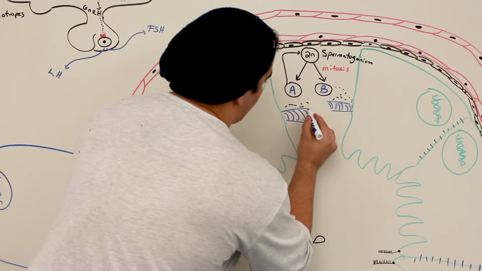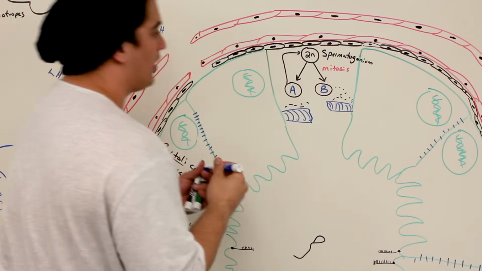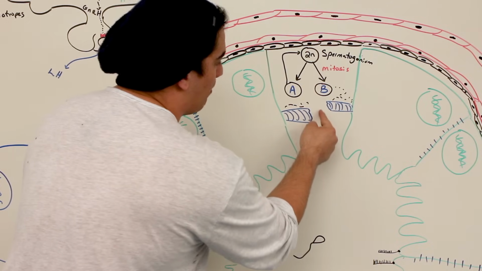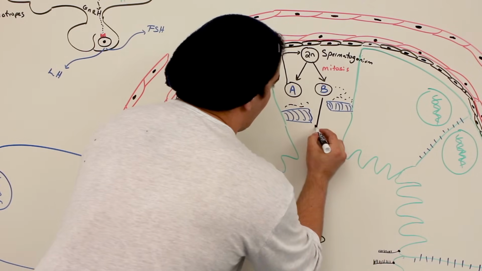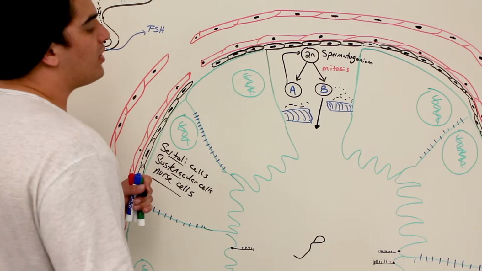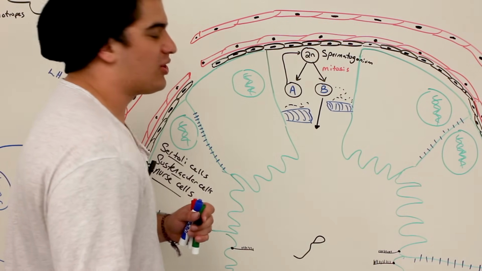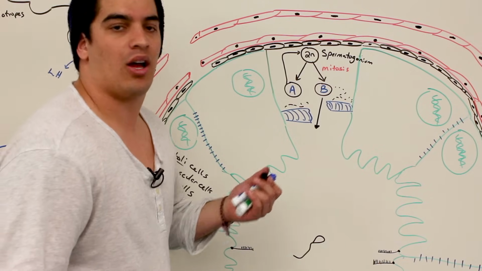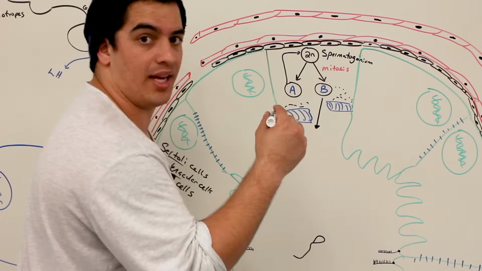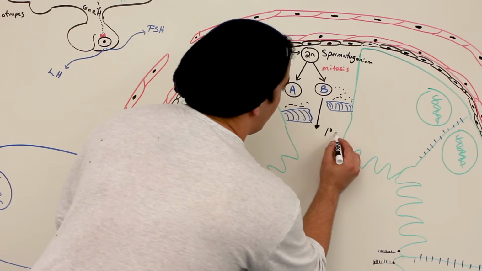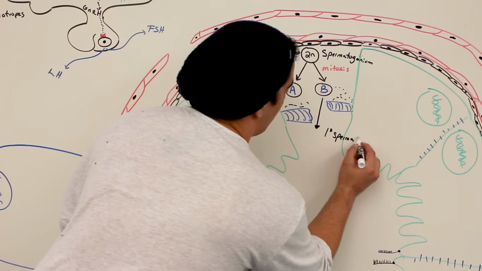And now look what happens here. So now these tight junctions are open. This type B cell is going to move into the adluminal compartment now. So now it moves into the adluminal compartment. Once it moves into the adluminal compartment, it's no longer considered to be a type B cell. We actually are going to call this one a primary spermatocyte. So it's called a primary spermatocyte.